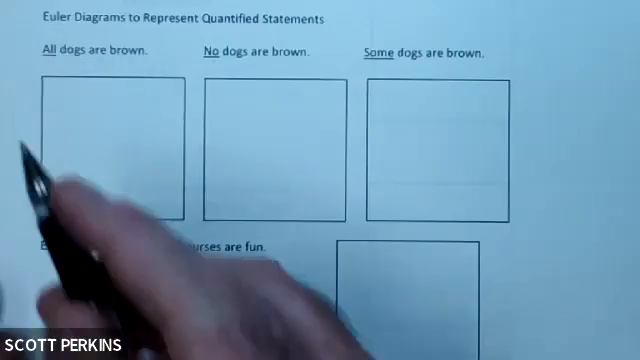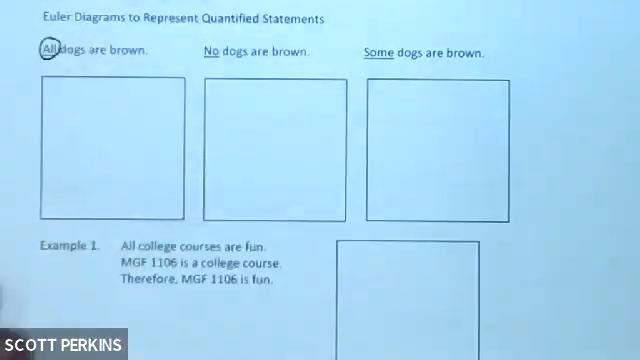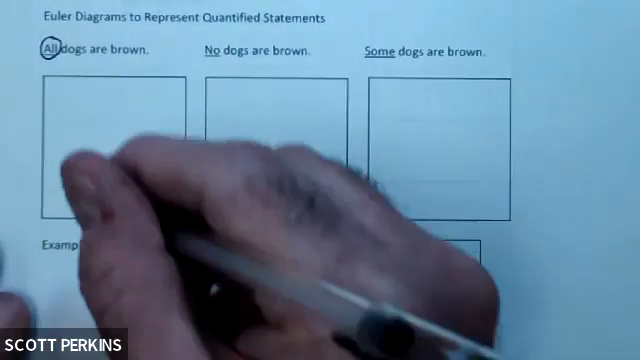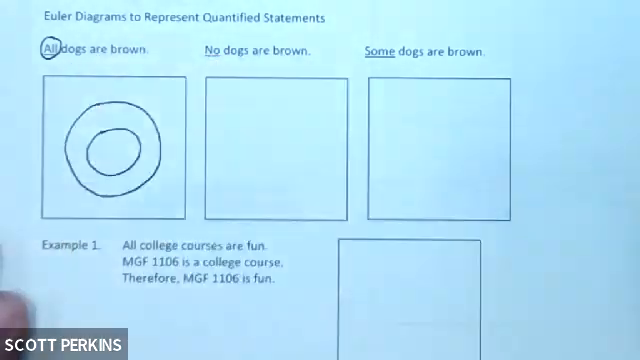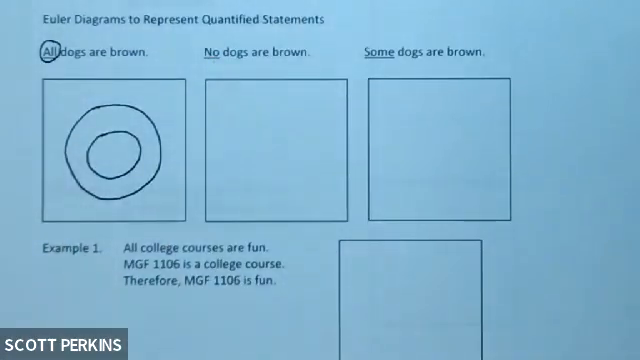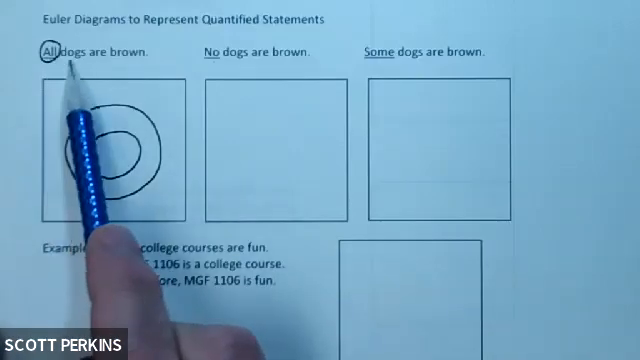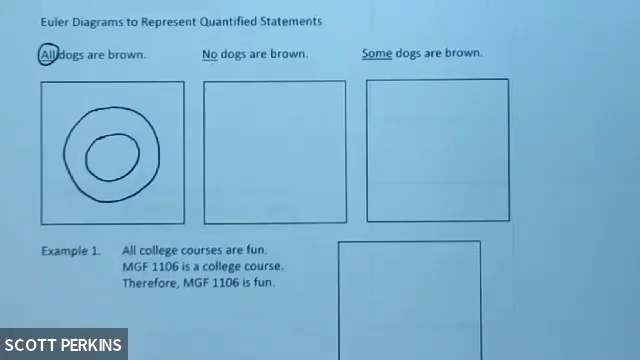Here we go. If you start off with an all statement, that means you're going to have two circles, one inside the other. Here is one circle, here is another circle. Now, I want a hypothesis, and if you're wrong, that's okay, it's an opportunity to learn. If all dogs are brown, if every dog I encounter is a brown thing, which circle is going to be the dog circle, the smaller one or the bigger one? Yeah, the smaller one. All dogs are brown. You did good.